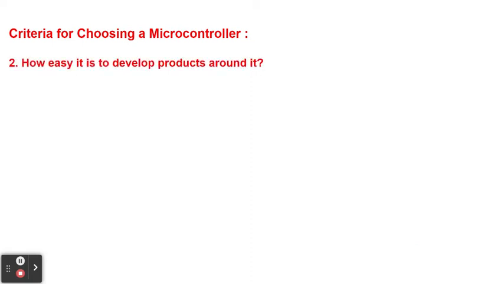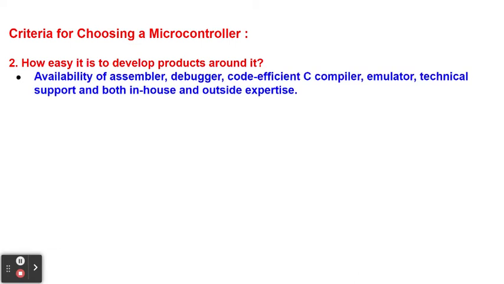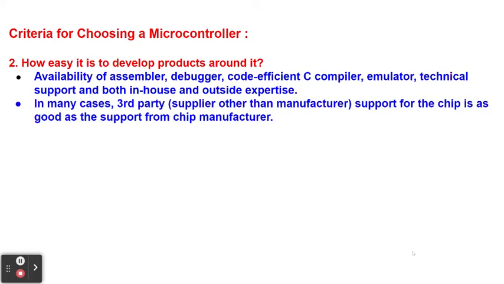Second, how easy is it to develop products around it? Are the assembler, the debugger, a code-efficient compiler, and an emulator available? We have to consider the technical support, and this covers both in-house and outside expertise. In many cases, third-party support for the chip is as good as the support from the chip manufacturer. When you say third party, this refers to a supplier other than the manufacturer.